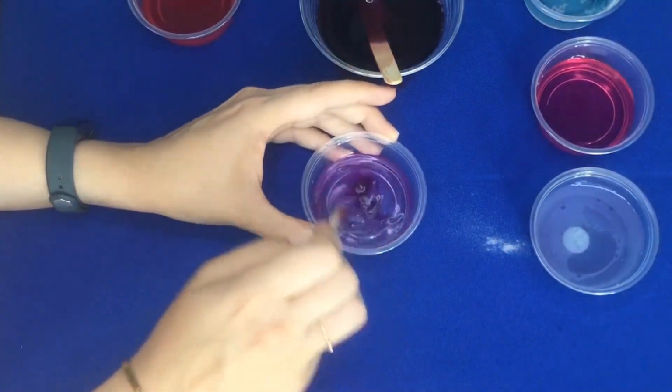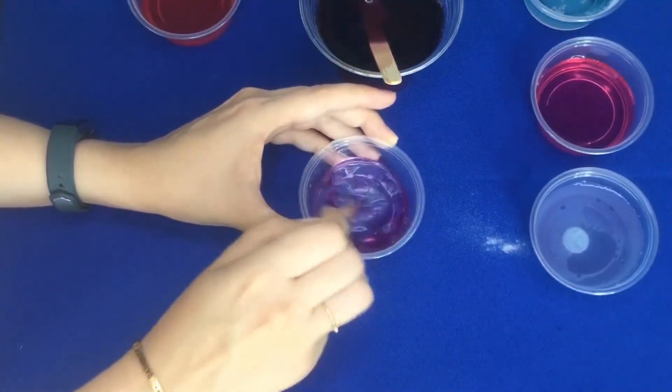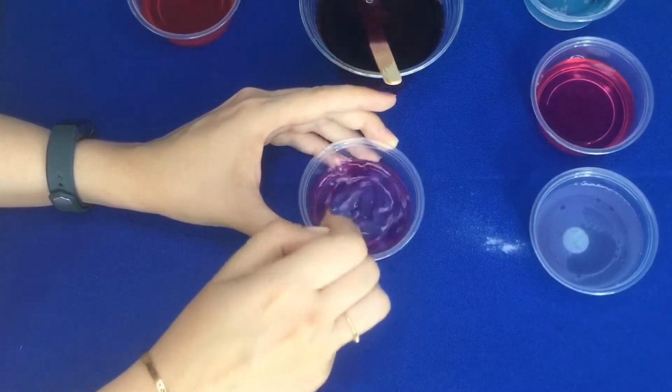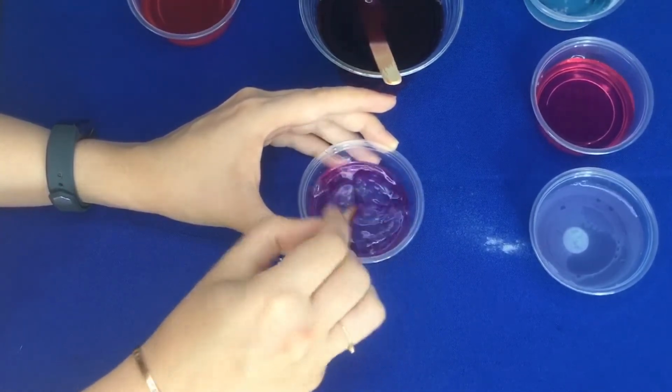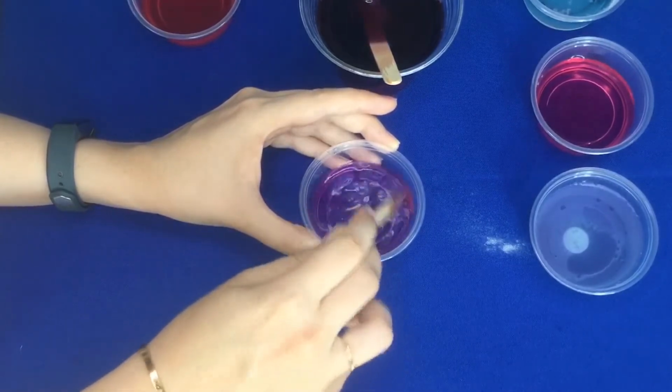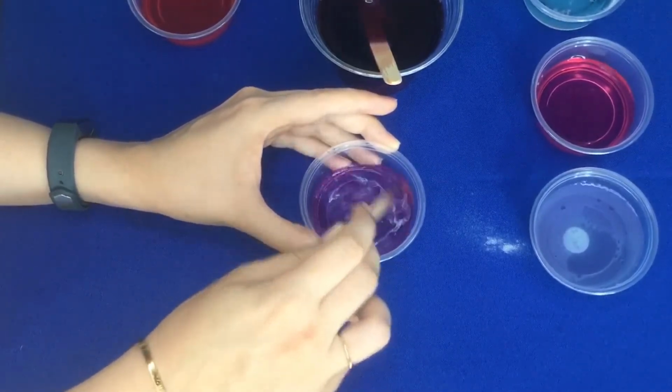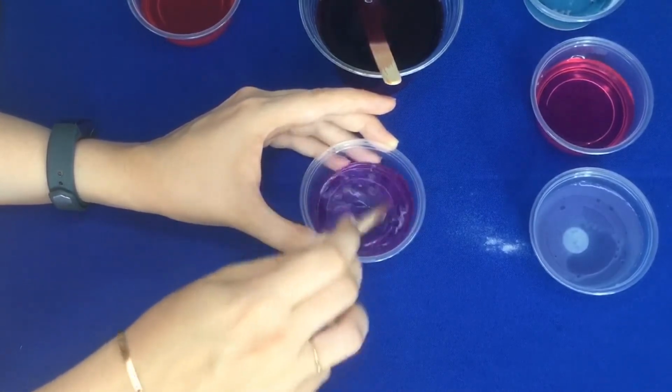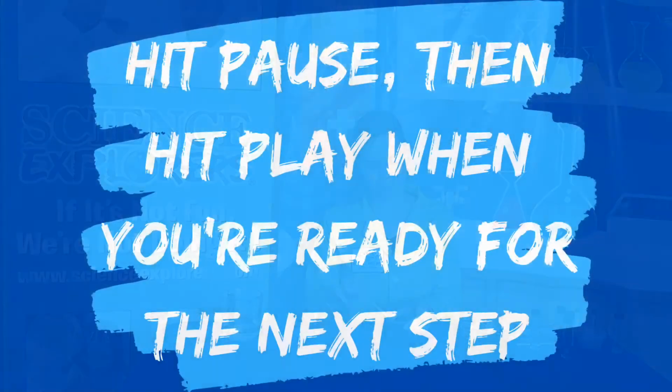Let's mix this one with a craft stick because it's a thick liquid. Write down what color it turned on your lab sheet. Mark if it's an acid or a base.